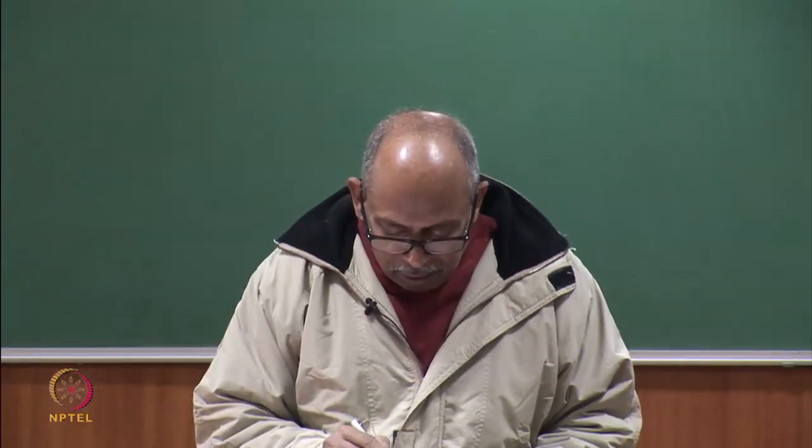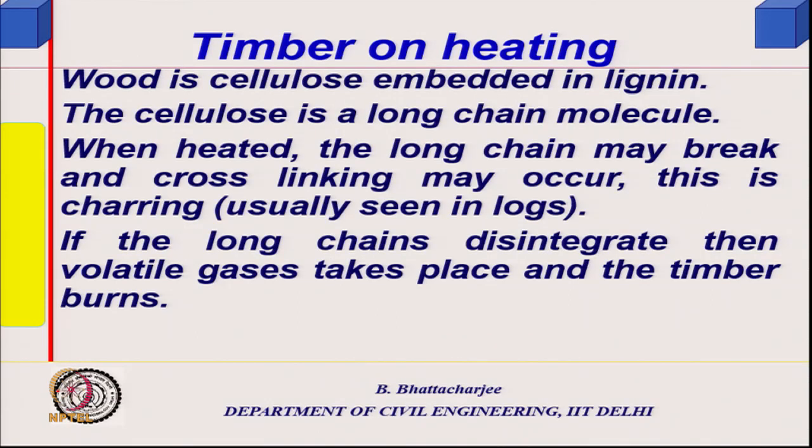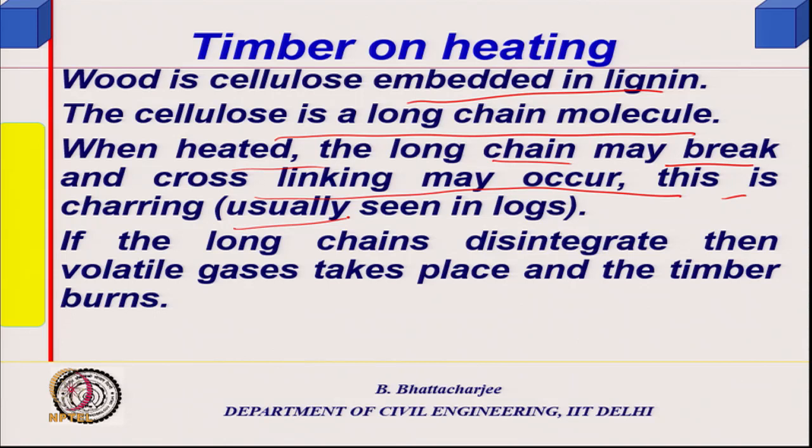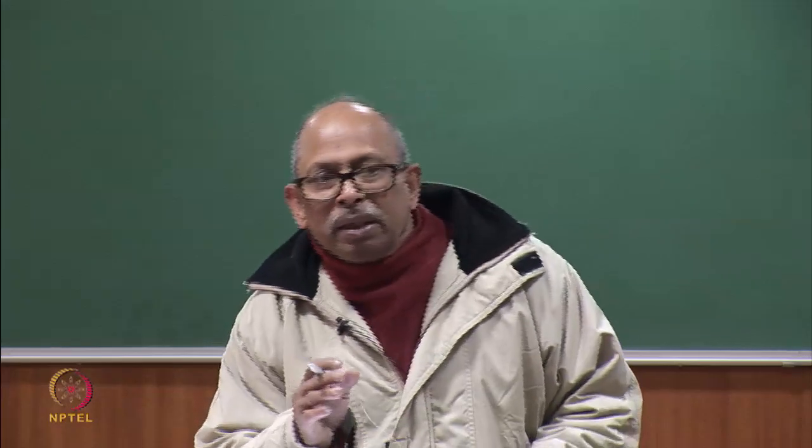So, timber, this is one thing, timber shows charring. Wood has cellulose embedded in lignin. The cellulose is a long chain molecule; when heated, the long chain may break and cross linking may occur. This is charring. Usually you will see it in logs. If long chains disintegrate, then volatile gases come out and the timber burns. So, you have to break those chains at higher temperatures. You can see that timber has log form.